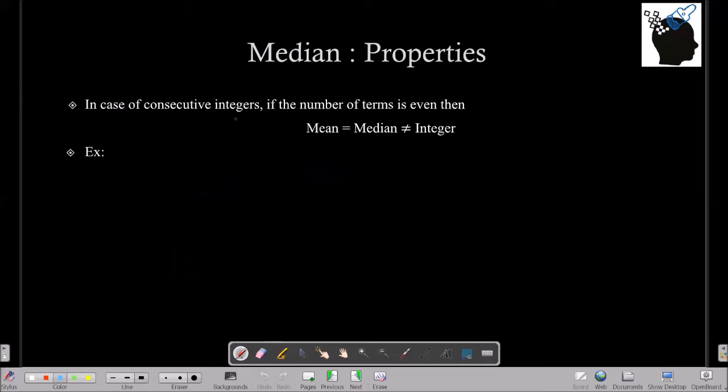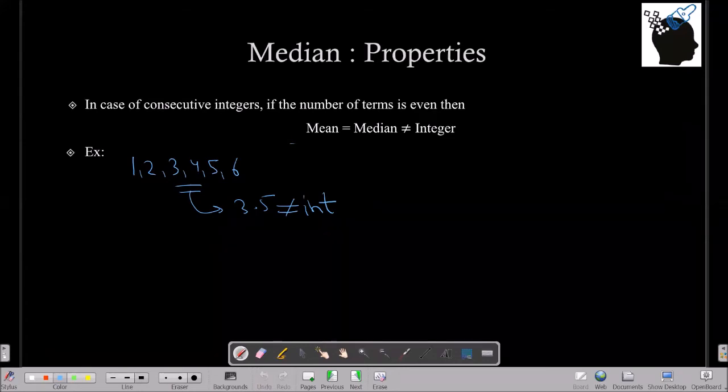So in case of consecutive integers, if the number of terms is even, then mean is equal to median, but is not equal to an integer. So let's take the same example of 1, 2, 3, 4, 5, 6, where we have 6 consecutive numbers. And what we are saying is the mean and the median are the same, which is 3.5 in this case, and this will not be an integer. So remember this, in case of consecutive integers, if the number of terms is even, then mean and median will be the same, but it will not be an integer value.